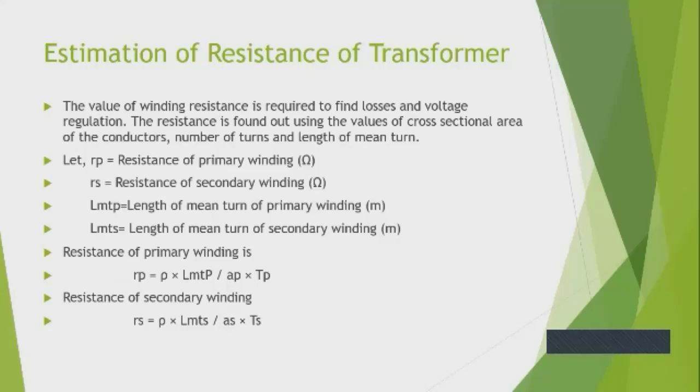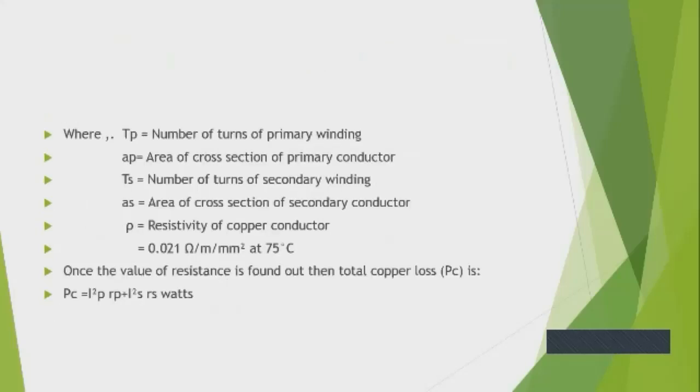LMTS is equal to length of mean turn of secondary winding. Resistance of primary winding, resistance of secondary winding. The formula is given: AP into TP, AS into TS. As we have seen in our first lecture, what this nomenclature means.